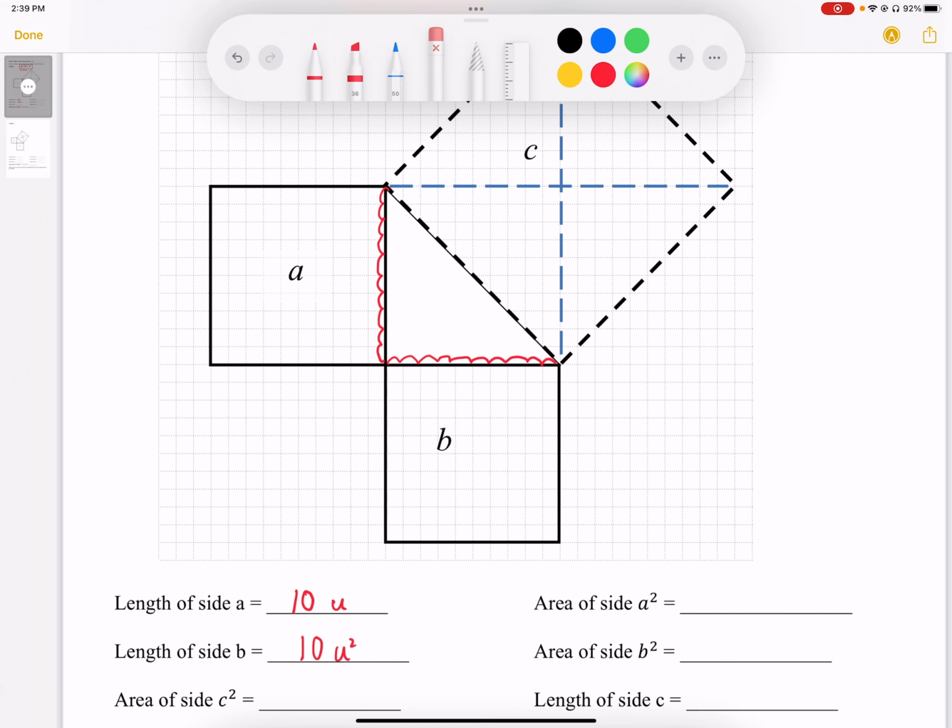Oops, that's not 10 units squared, that's 10 units. The area is what we get when we square that. So side B, when we square that, 10 squared, we can count up the number of squares here. This is a 10 by 10 square, and that's going to be 100 squares. So a squared is 100 squares, b squared is 100 squares. They're both the same square. So that's going to be 100 here.